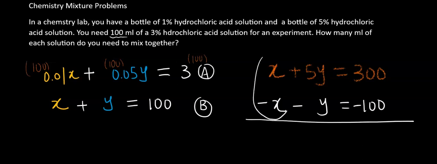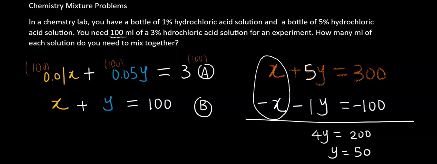Now let's see what we have. The goal is to eliminate one of the variables. So the variable x is gone. 5 minus 1y, that is 4y. 300 minus 100 is 200. And y is 50. Earlier we said the 5% solution is y. So y is 50, so we're going to get 5%.